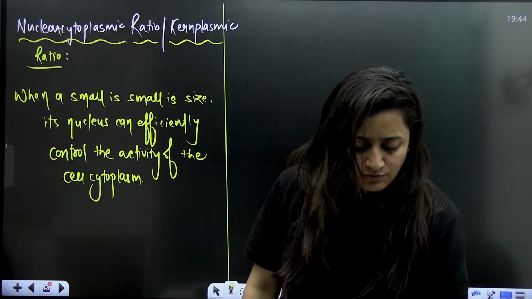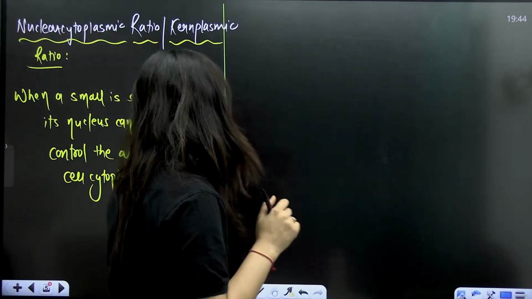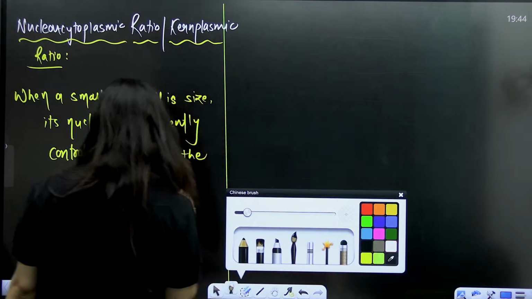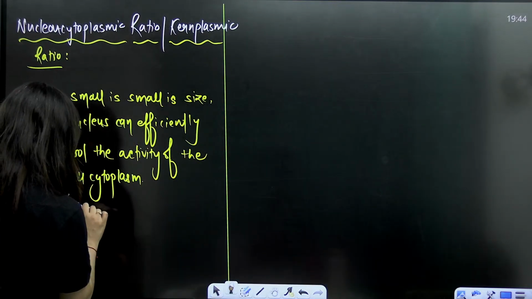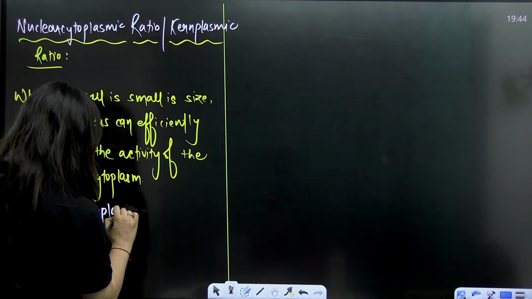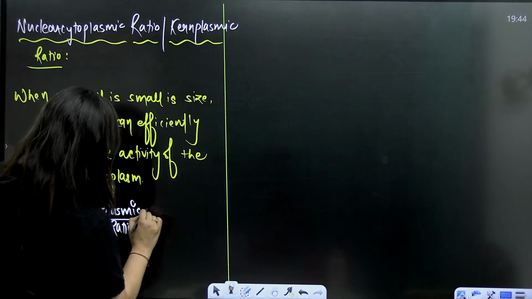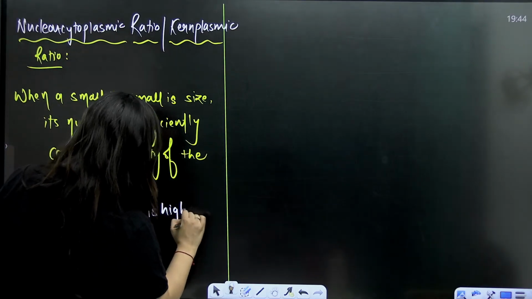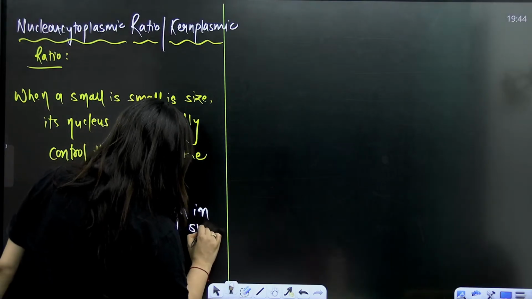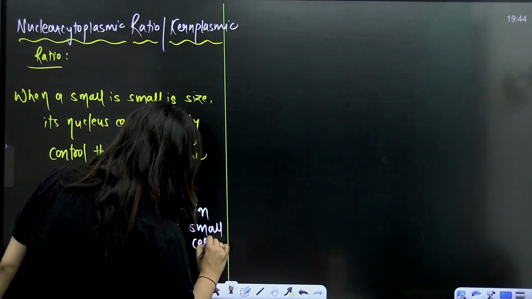So basically in small cells, the karyoplasmic index or karyoplasmic ratio is high. Karyon is the nucleus basically, and plasmic is from cytoplasm. The karyoplasmic index or ratio is high in small cells. In what? In small cells.